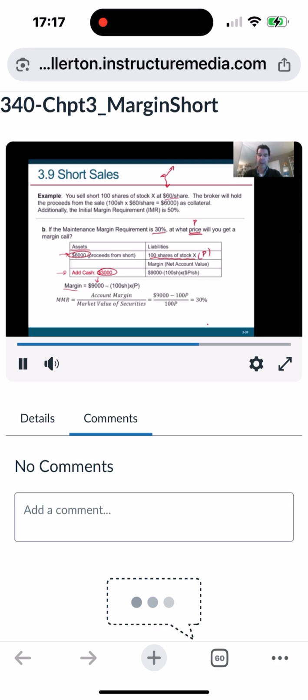Okay, now it says I'm going to hit the maintenance margin requirement. That's 30%. So I'm going to take the margin percent, same formula. Where do I get that from? I take the account margin. That's right there. We calculated that. That's the 9,000 minus 100P. And I divide it by the market value of the securities. Again, the securities are sitting in the liabilities now. How much are they worth? Well, I don't know. I'm trying to determine that price P, but I have 100 of those, so their value is going to be 100P.